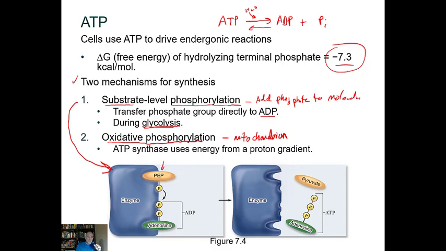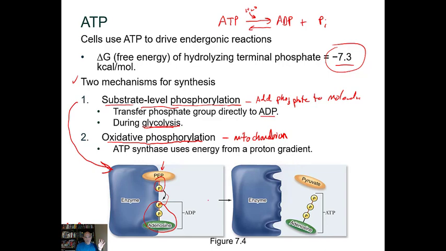There's an organic compound called phosphoenol pyruvate, and it has a phosphate on there. That phosphate, with the help of an enzyme, is going to bind to an ADP, adenosine diphosphate, which has lower energy. We take the phosphate off of the phosphoenol pyruvate and attach it there. This is substrate level. There's no oxygen involved here.